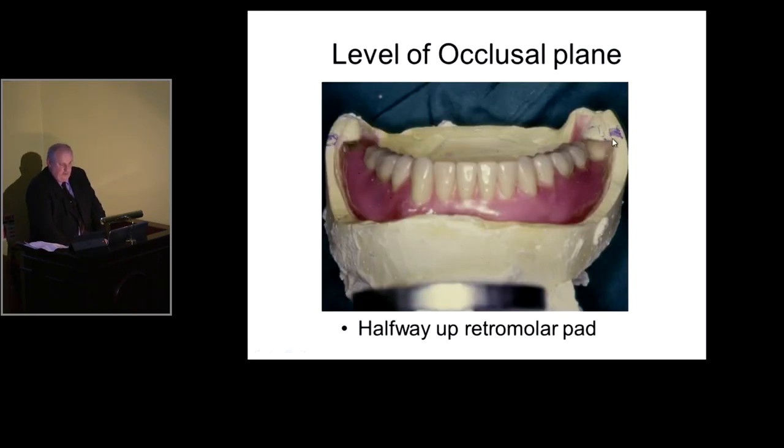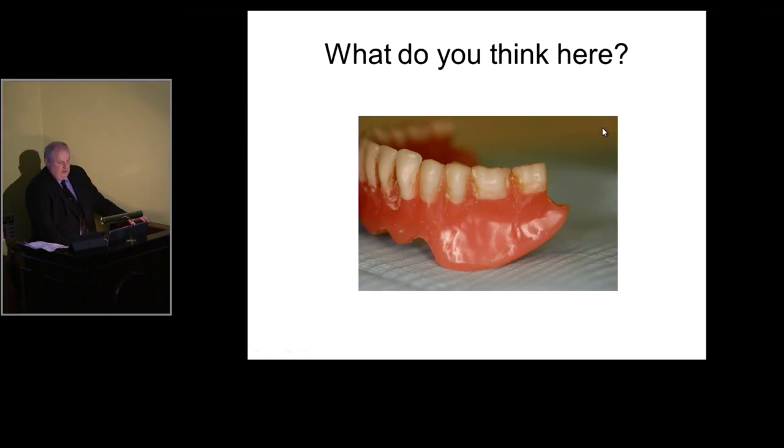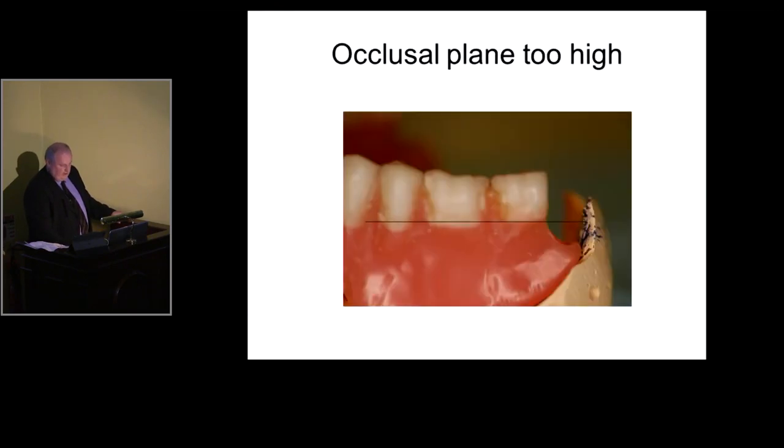Halfway up the retromolar pad, that's where the teeth should be going. 6, 7, halfway up the retromolar pad. So we've two more slides. What do you think of this? This is the retromolar pad here. What do you think of the occlusal plane here? Too high or too low or perfect? Too high, yeah, causes instability of the denture. That's where it should be.